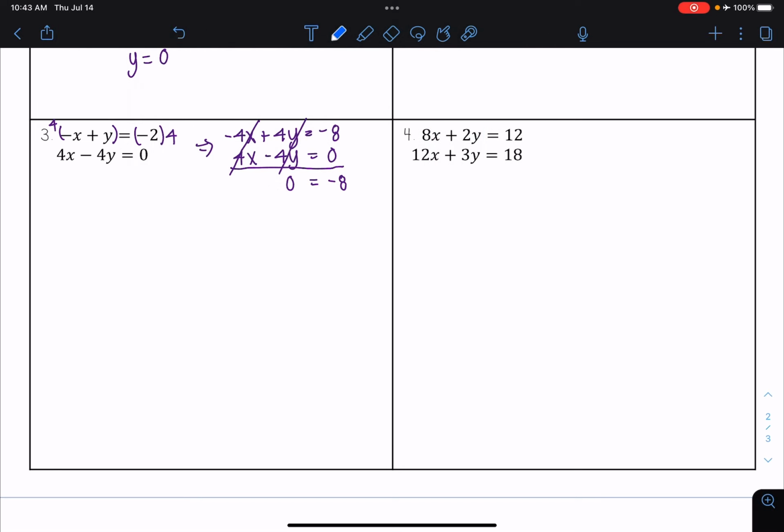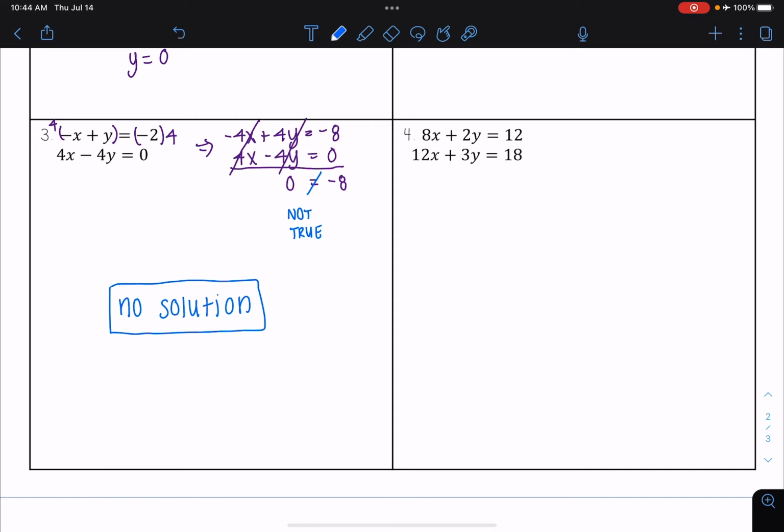So I see in this equation I end up with 0 equals negative 8, which is not true. So whenever this happens, this is going to be no solution. So that means if I were to graph both of these lines, they would be parallel lines.